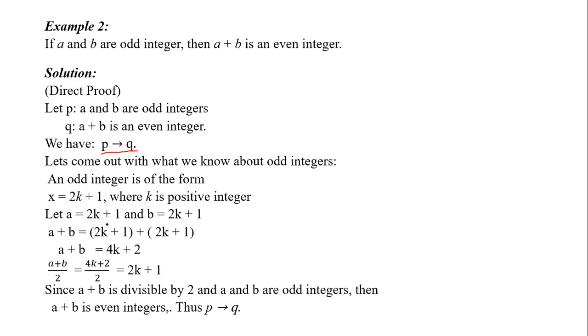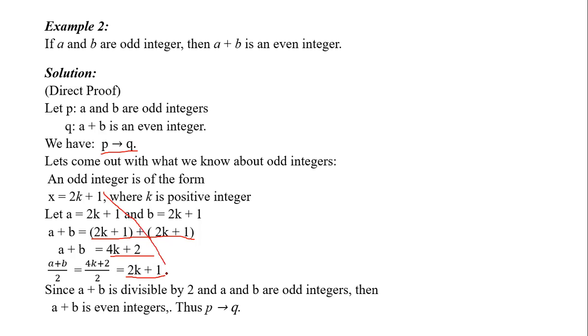So if 2k plus 1, which is a, is odd, and b is also odd, let's add them together. That will give us a plus b, which is 2k plus 1 plus 2k plus 1. By opening the brackets and simplifying, we get 4k plus 2. Now we can even go ahead and factor the 2 out. When 2 comes out, we are now having 2 outside times 2k plus 1.